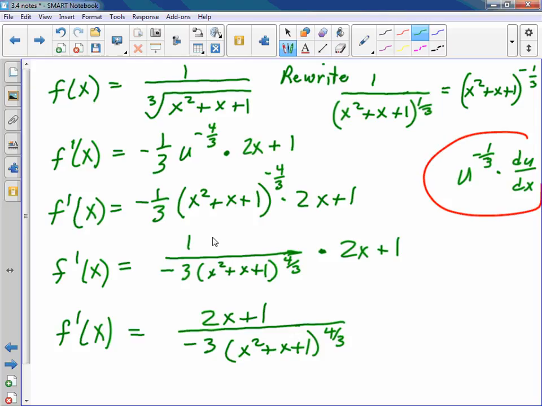A lot of people have trouble with this part right here. Keep in mind, there's a numerator, there's a denominator with 1 and 3. The 3 stays in the denominator. The 1 stays in the numerator. The x squared plus x plus 1 to the 4/3 comes down to the denominator. The sign becomes positive. Okay? And I think that's about as well as we can do on this.